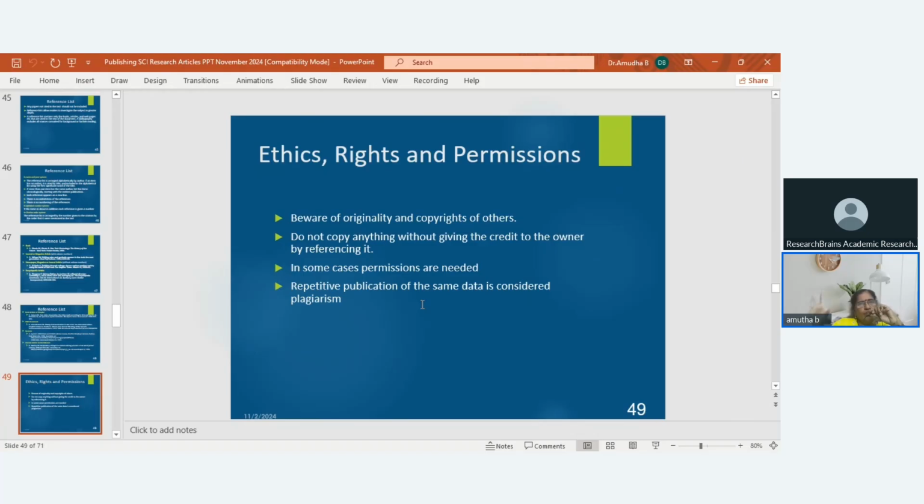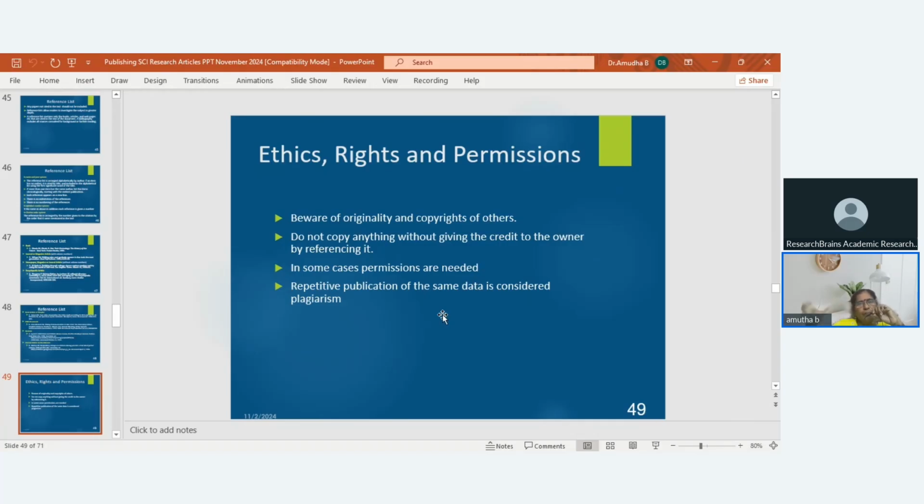You are not supposed to copy more than 10 words from anywhere. And if you copy something, write it in brackets as courtesy, saying from which book or which journal. And if you need permission for getting the content, then you can ask permission and get the consent.